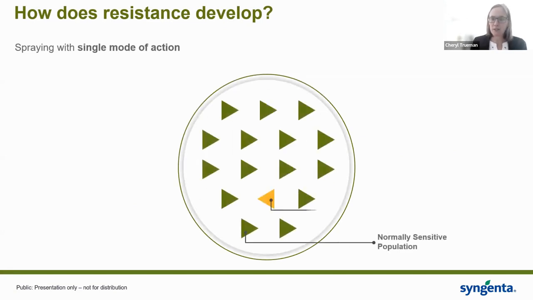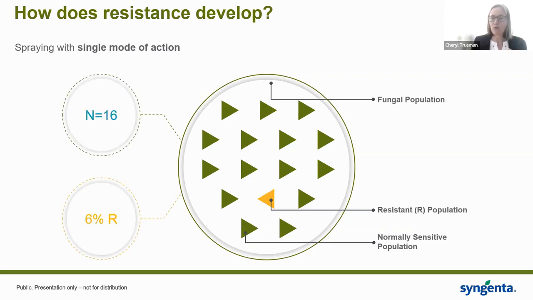When I'm going through these, resistance happens as a result of mutation, recombination and migration of the pathogen, and then selection pressure on that resistant population. So we've got this hypothetical population on here. We have all these little triangles. We have a population of 16, so n equals 16. We have mostly green triangles, and then we've got this one golden one, and that's representing our naturally resistant population, so 1 out of 16. That gives us a resistant population of 6%.